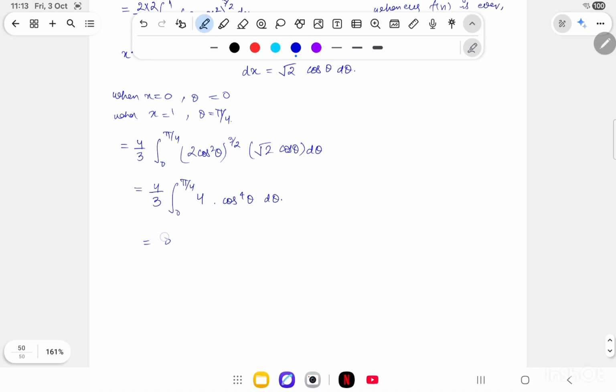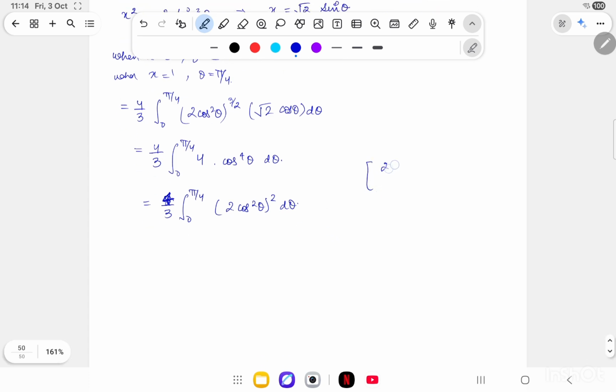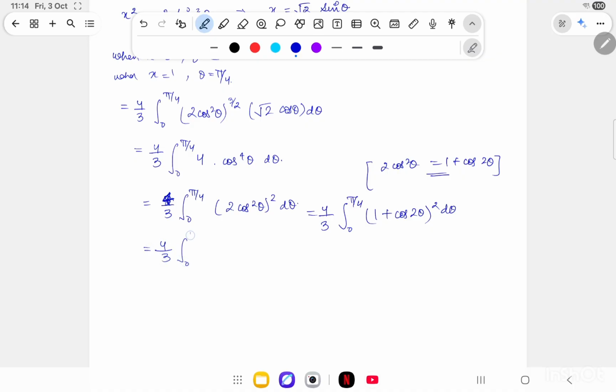Now we can write it as 4 by 3 integration from 0 to pi by 4 of (2 cos square theta) whole square d theta, and we know that 2 cos square theta is equal to 1 plus cos 2 theta. So if we use this relation here, we'll get 4 by 3 integration from 0 to pi by 4 of (1 plus cos 2 theta) whole square d theta. That is equal to 4 by 3 integration from 0 to pi by 4 of 1 plus 2 cos 2 theta plus cos square 2 theta d theta.